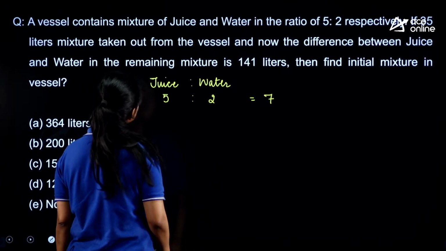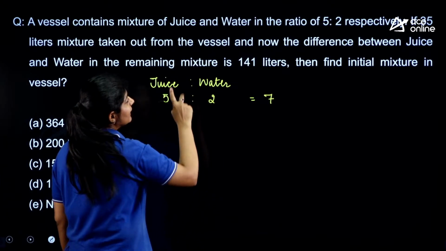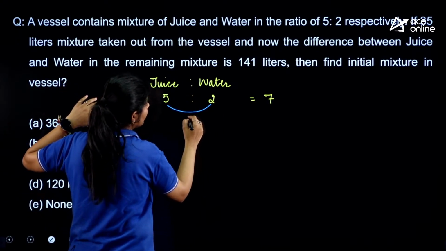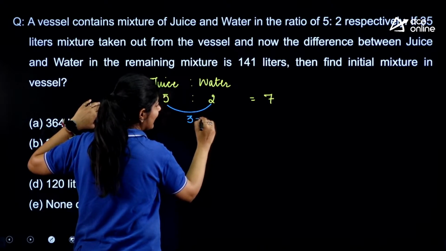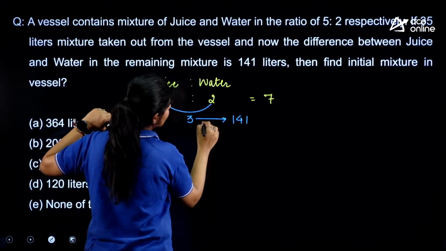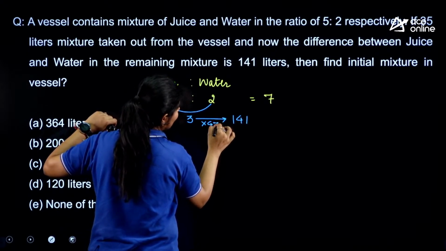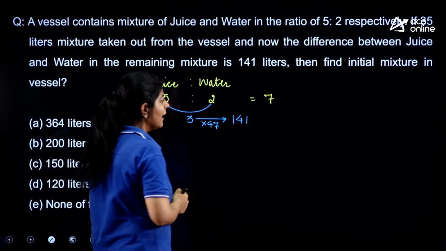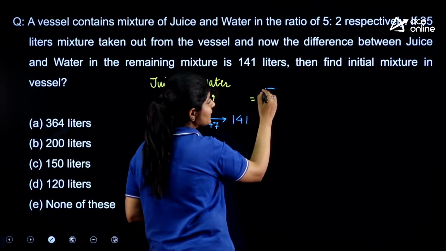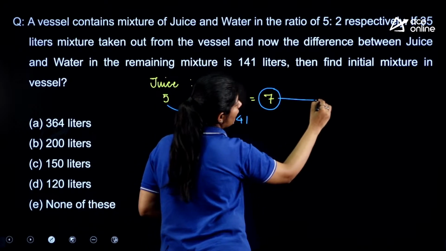Now the question is saying that because of this, the difference between the juice and the water in the remaining mixture, according to us that is 3, but according to the question that is equal to 141. That means it is a multiple of 47, right? Now, if this value is a multiple of 47, that means this value is also a multiple of 47.